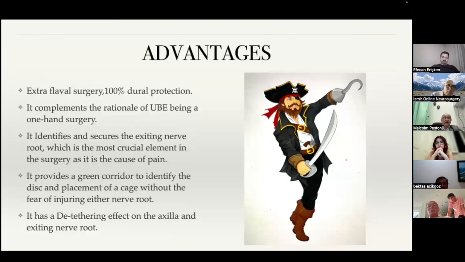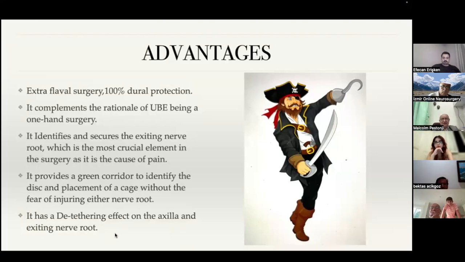Now, what are the advantages? Because the surgery is extra flaval, I have 100% dural protection. No bleeding. Epidural bleeding doesn't trouble me. It complements the rationale of UB being a one-handed surgery. It identifies and secures the exiting nerve root, which is the most crucial element in this surgery. It provides a green corridor to identify the disc and place a cage without fear of injuring the nerve root. And it has a detethering effect on the axilla and the exiting nerve.